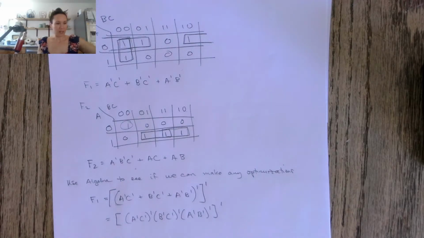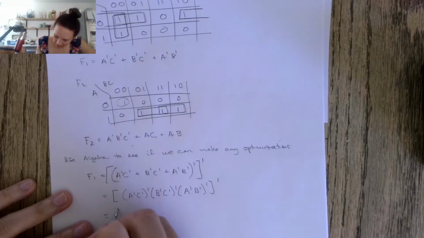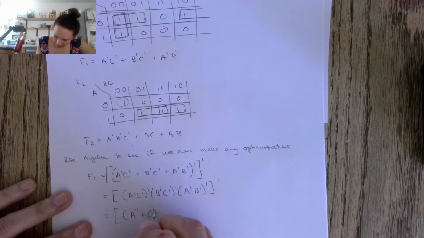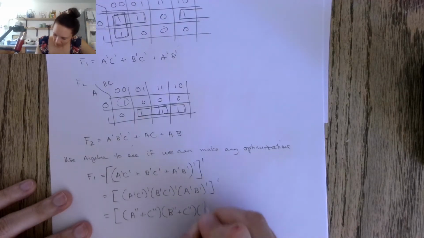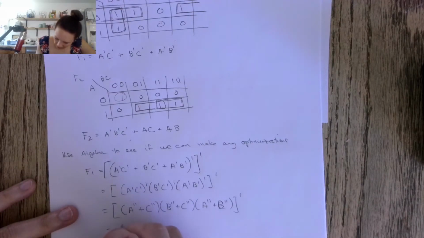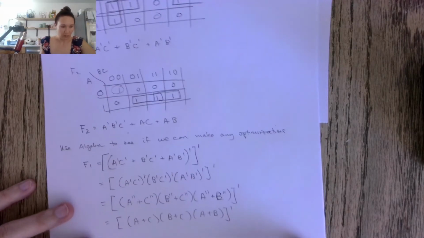And then what else can I do? I can distribute this not to the inside of all these parenthesis terms. So within here, using De Morgan's on this thing, this is going to give me A naught naught or C naught naught. Inside here, this gives me B naught naught or C naught naught. And inside this thing here is A naught naught or B naught naught. And I still have my complement on the outside. So A naught naught just becomes regular. This is A or C, and B or C, and A or B, whole thing complemented.